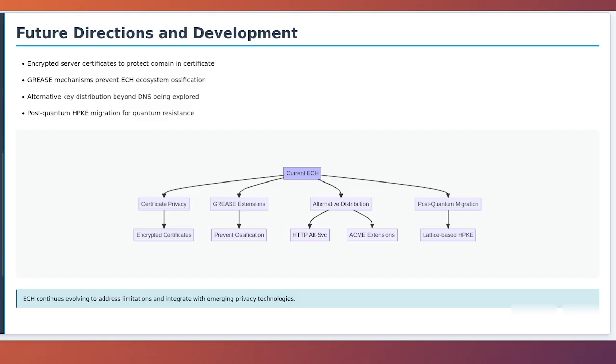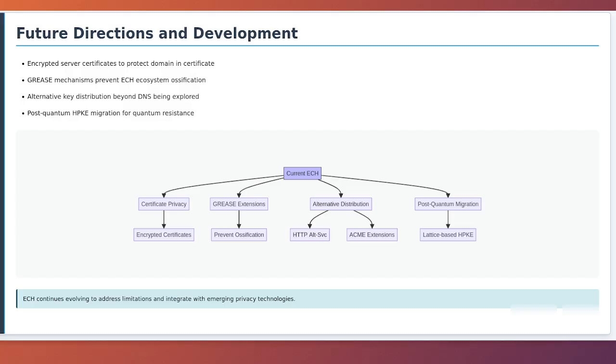Alternative key distribution mechanisms beyond DNS are being explored. While HTTPS records work well, they tie ECH deployment to DNS infrastructure and create dependencies on DNS resolver trust. Some proposals investigate using HTTP alternative services, ACME protocol extensions, or out-of-band key distribution through browser trust stores or operating system updates. These alternatives might provide more flexible deployment models or stronger security properties in certain scenarios.